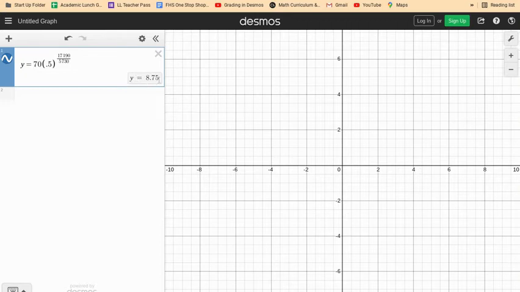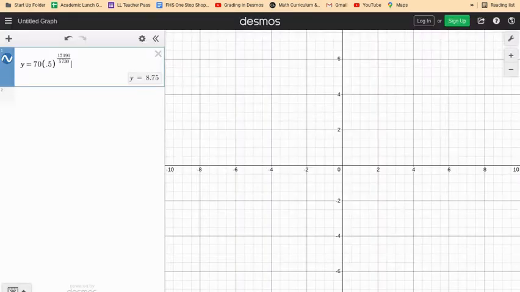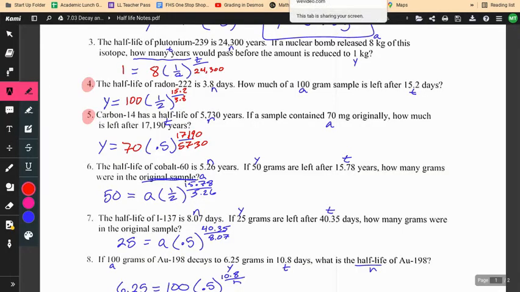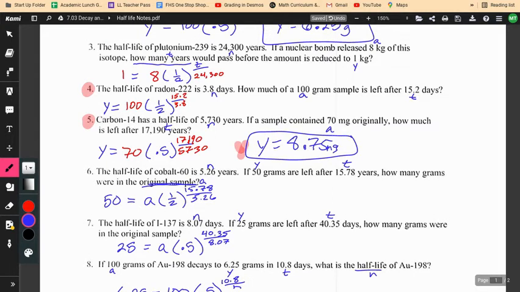So my final amount left after that many years was 8.75. So y is equal to 8.75 grams. Or sorry, this is milligrams. All right, and then you would solve number 4 the exact same way.